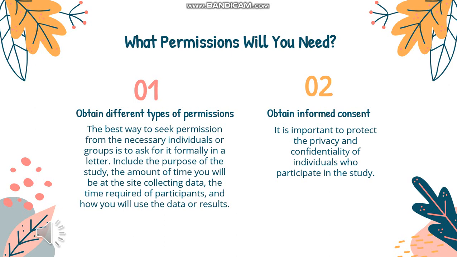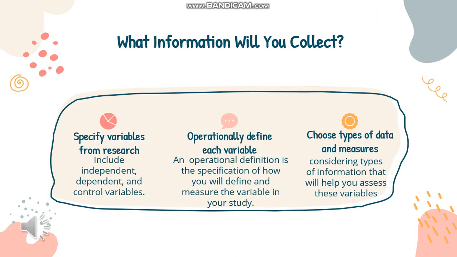And then, the second activity is obtaining informed consent. It is important to protect the privacy and confidentiality of individuals who participate in the study. Then, the third step in the process of data collection in quantitative research is selecting types of data.